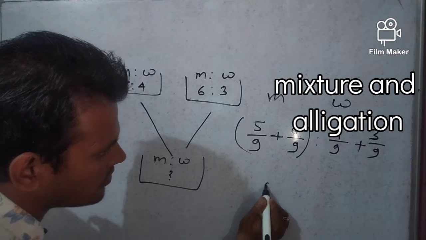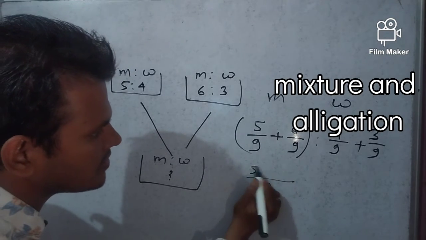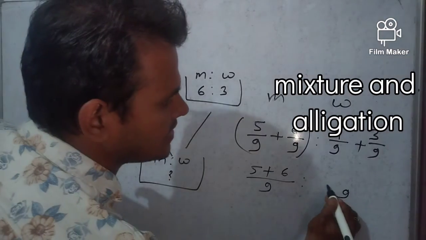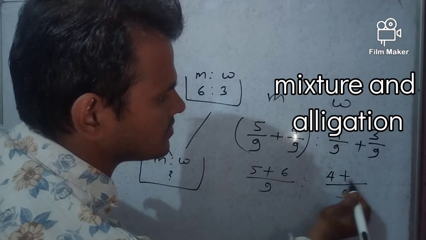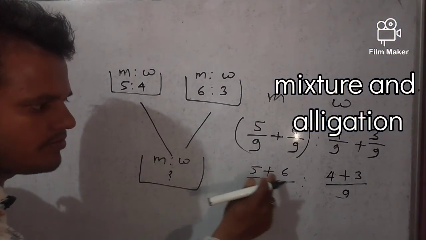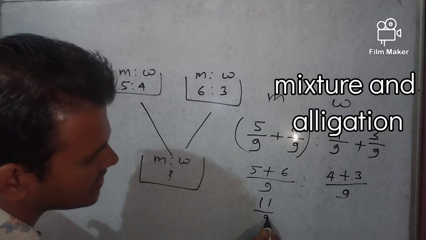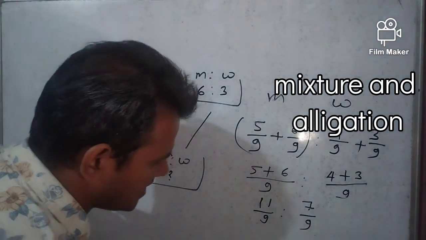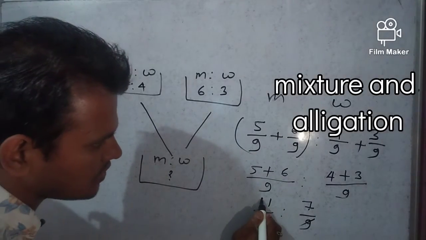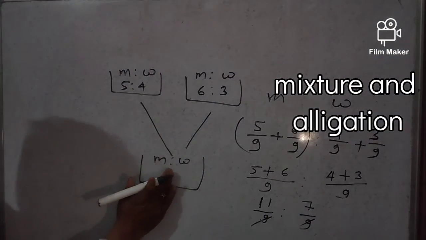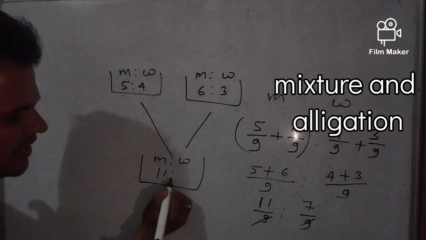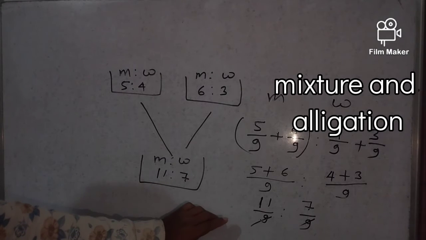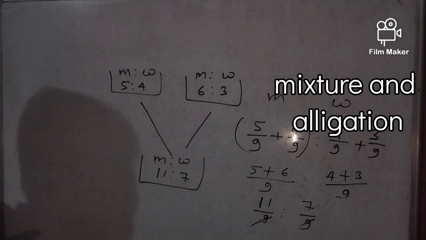Now 9 is common. 5 plus 6 is 11 by 9, and 4 plus 3 is 7 by 9. The 9 cancels, so 11:7. In the large container, the ratio of milk is 11 and water is 7. So this is the traditional method, and it will take approximately 30 to 60 seconds.